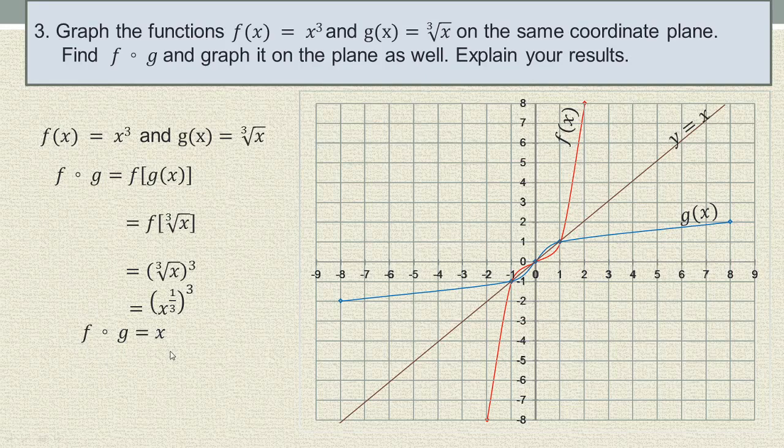And for this also you need to plot the points. So give the values of x, and you will get y is equal to x like this. And you should explain these results. So this y is equal to x just divides the two functions in two symmetrical ways. So f of x and g of x are symmetric about the line y is equal to x. You need to give your explanation like this. So this is the solution for the third question.